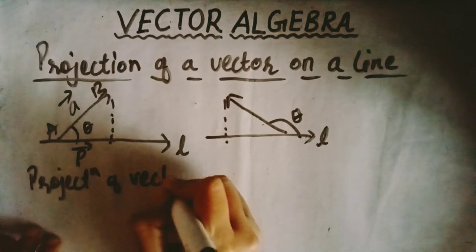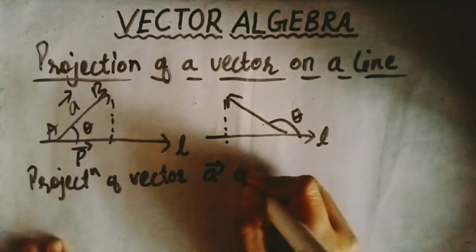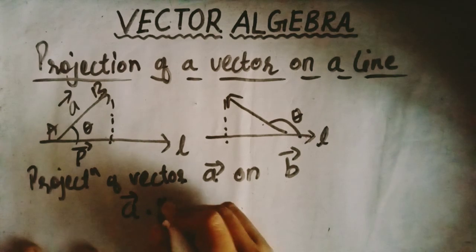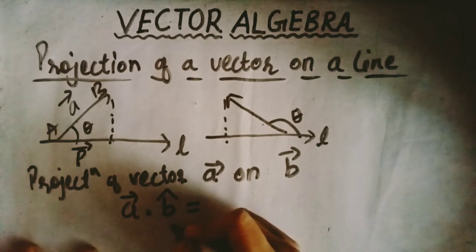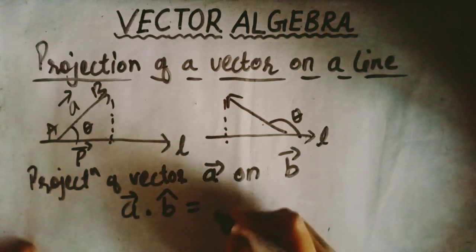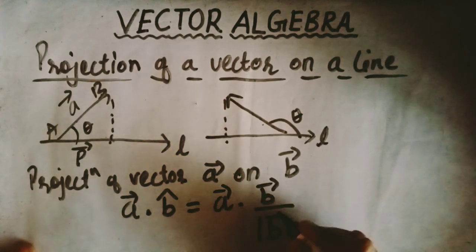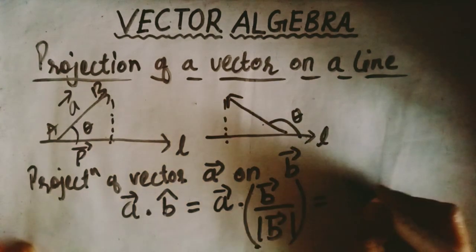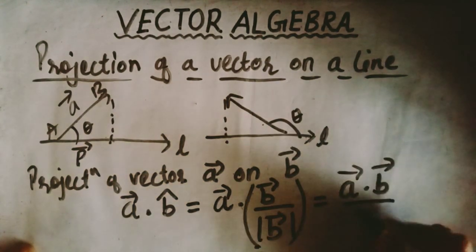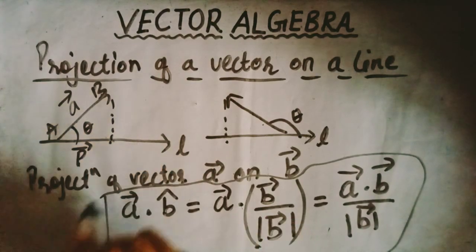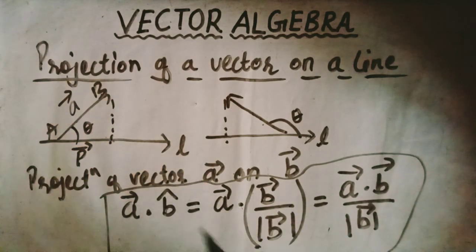So the projection of vector A on another vector, say B, is given by A dot B cap, that is your unit vector B. It is given by A dot B upon the unit vector, or it is written as A dot B upon magnitude of B. So this is your projection of vector A on B. If it is the projection of vector B on A, then here it will be B and our unit vector will be A.